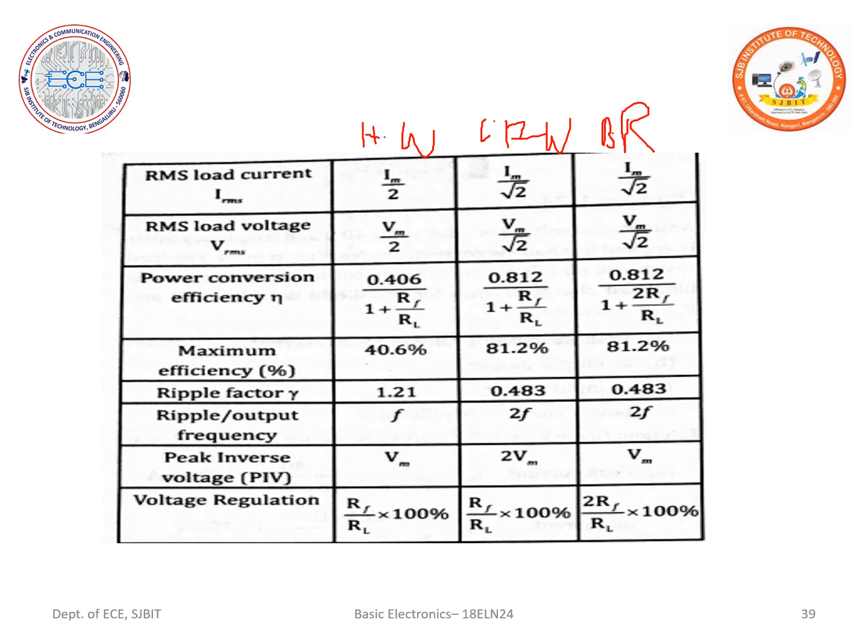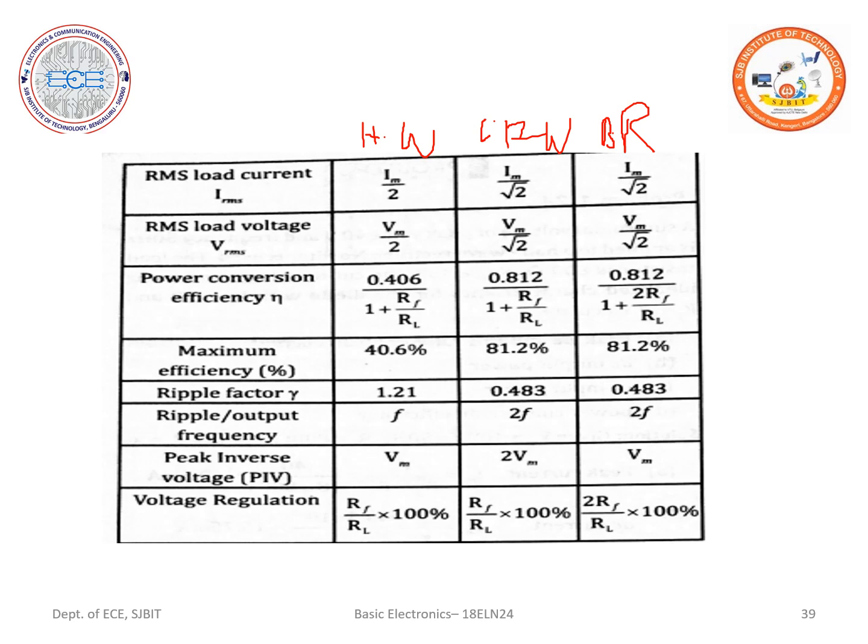Similarly, we have the ripple factor given by gamma, where gamma is equal to 1.21 for your half wave rectifier, and for the center tap full wave rectifier it is 0.483, and for the bridge wave rectifier it is 0.483. Similarly, the ripple or output frequency would be equal to F for your half wave rectifier, but for your full wave rectifiers it is 2F. And similarly, the peak inverse voltage, that is PIV, is equal to Vm for your half wave rectifier, and for the full wave rectifiers it is 2Vm.